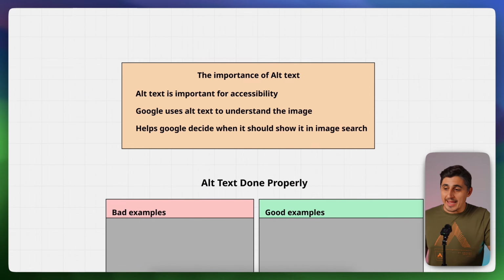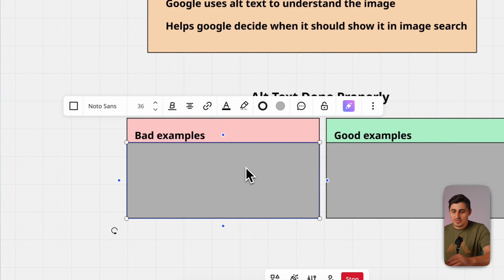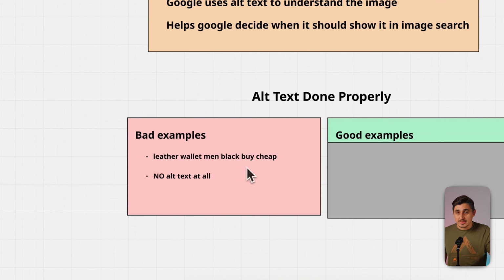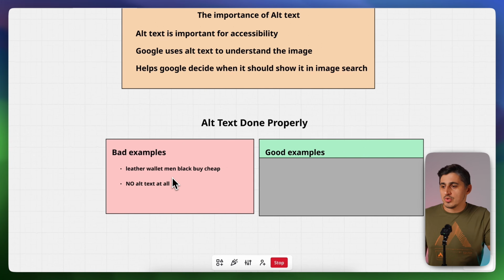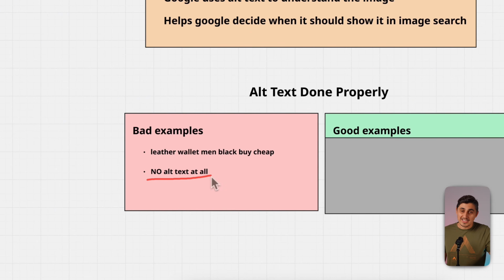And because some people actually add alt text to their images, I want to show you some bad examples, things that you should not add as alt text to your images. So you should not add advertisements inside the alt text. "Leather wallet, man, black, buy cheap." This is not the way your alt text should sound, but anyway, it is better than not having alt text at all. So this is better than this one.